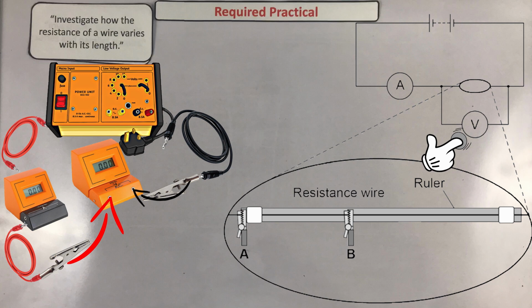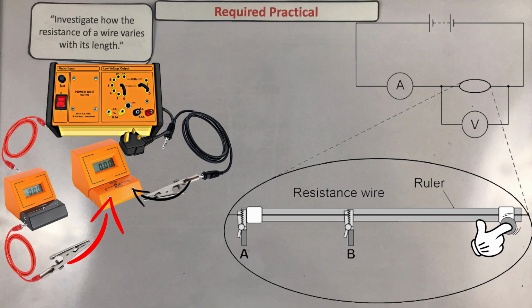Switch on your power pack and record the length of the wire between the crocodile clips, the amps, and also the voltage. You then repeat this by moving the crocodile clip in 10 centimeter intervals until you've reached a final reading of 1 meter. So you should have 10 readings.